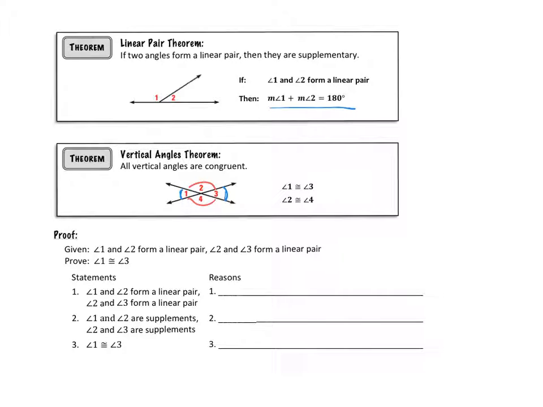So, let's look at our proof. We are given that 1 and 2 form a linear pair. So this is that there. And then angles 2 and 3 form another linear pair. So there. So this is using this diagram here so you can kind of picture it. And we want to prove that angles 1 and 3 are congruent. So we're proving the vertical angles theorem because the linear pair theorem is really just based on the definition of linear pairs.